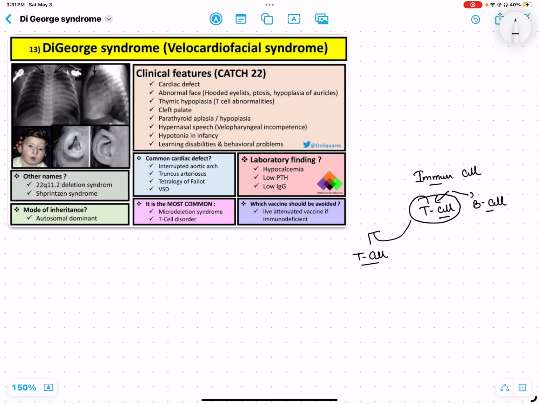Before we understand DiGeorge syndrome, there is another name you need to know, and it is called velocardiofacial syndrome. It's very important to understand what this means. Velo is the palate. Pharyngeal is the pharynx. Whenever velo and pharyngeal go hand in hand, it is velocardiofacial syndrome. Velo is the palate, cardio is cardiac, facial means facial anomalies, and syndrome is a group of disorders.